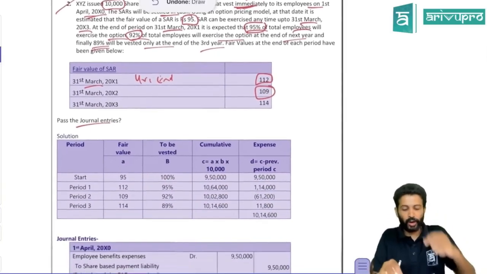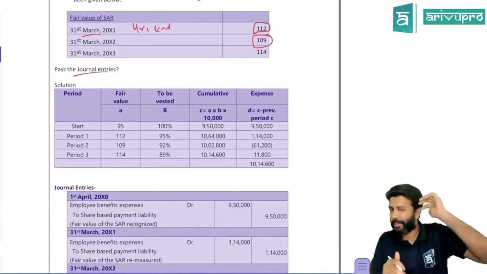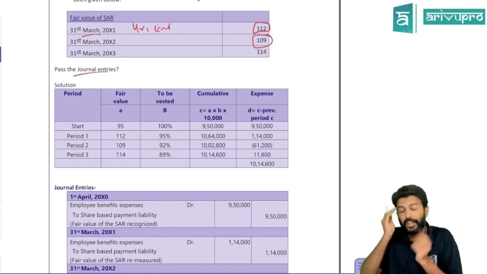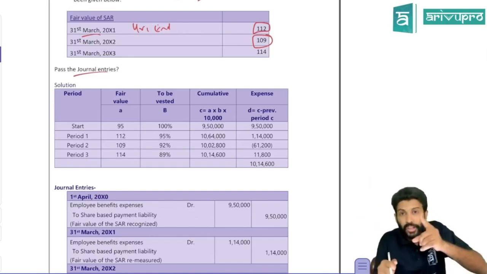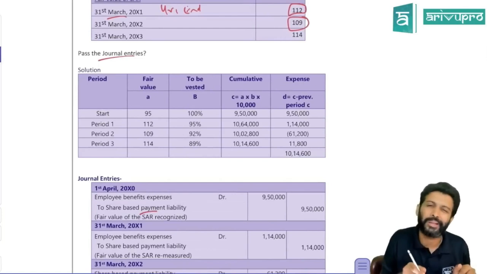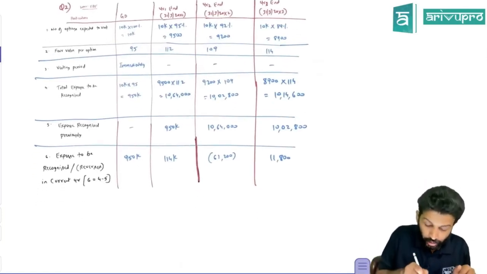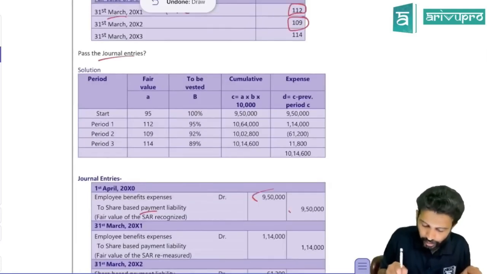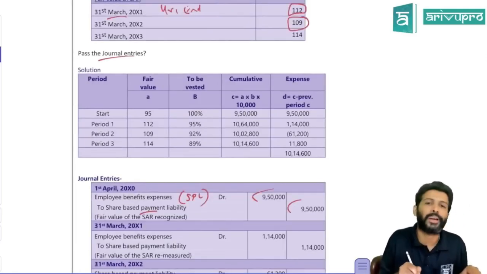Okay, so now let's go for the entries. The entry here is the same. Employee benefit expense account debit to what? SBPR? No, you can't create a reserve. You have an obligation to pay, a liability here. So here you will book employee benefit expense to share-based payment liability. On the grant date, how much? 950. And this employee benefit expenditure, you'll transfer to P&L.